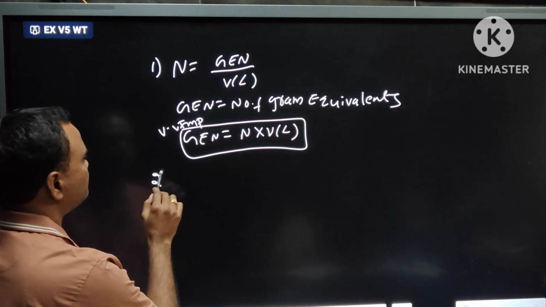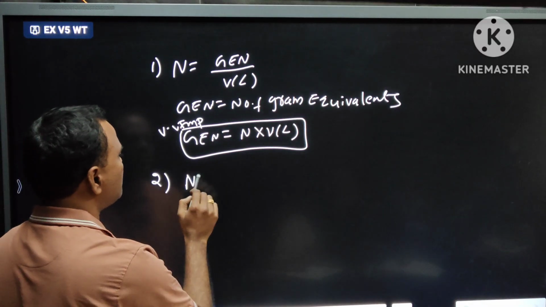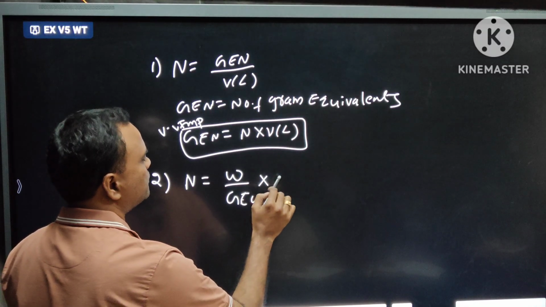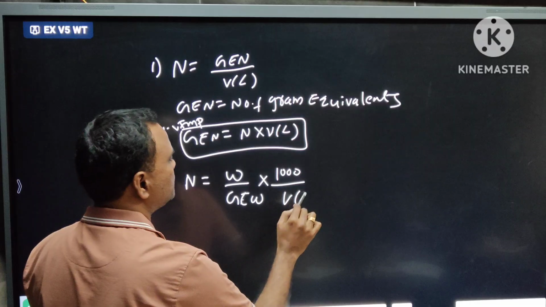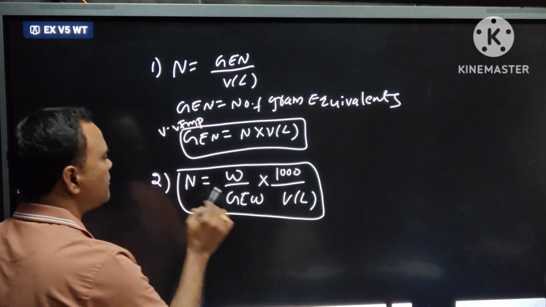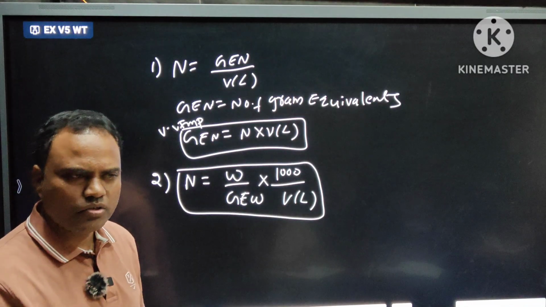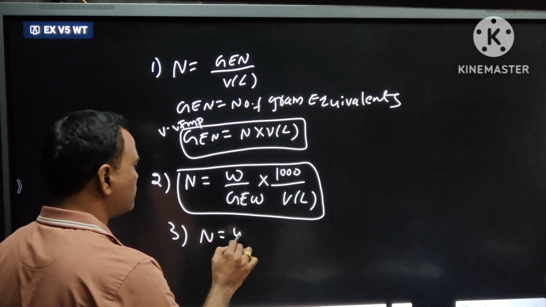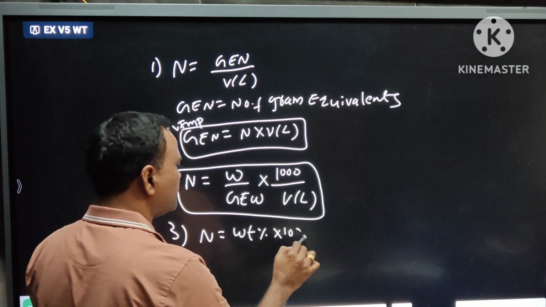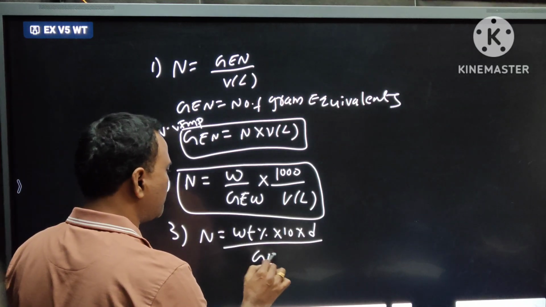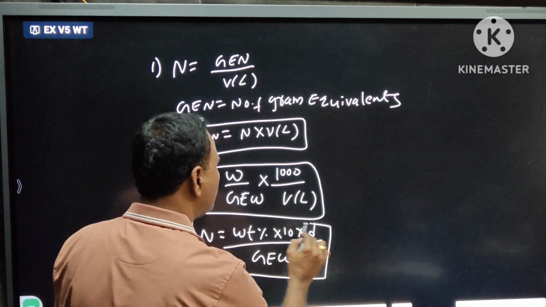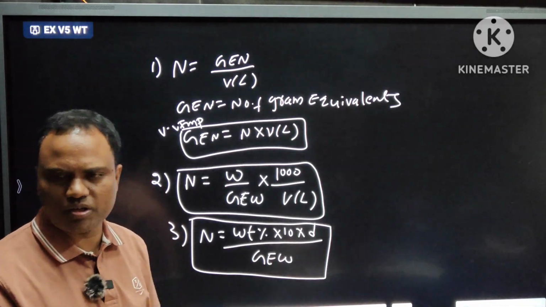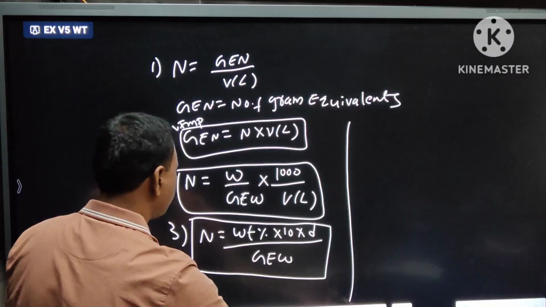Second formula, normality is equal to weight by gram equivalent weight into 1000 by volume in liter. You know how to find gram equivalent weight? Just now I finished for acids and bases. Third formula, normality is equal to weight percent into 10 into density by gram equivalent weight. In normality gram equivalent weight is coming, but we already finished gram equivalent weight calculations.